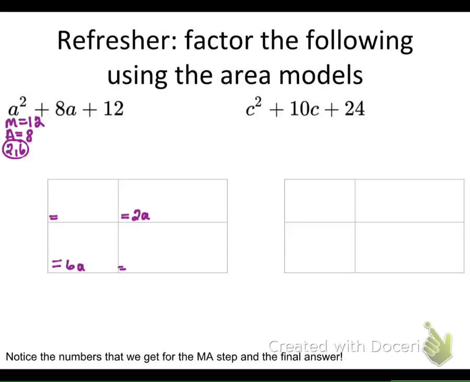What's the area of the top left? A squared. Bottom right? 12. Okay. Greatest common factor for our top row, which will determine our height. 1A. Or we're just going to put A. We're going to put it in simplest form here. So that's my height. So now we need to find the width.